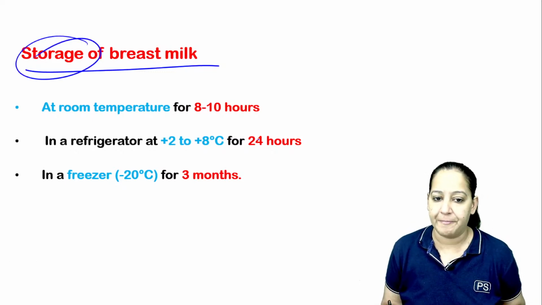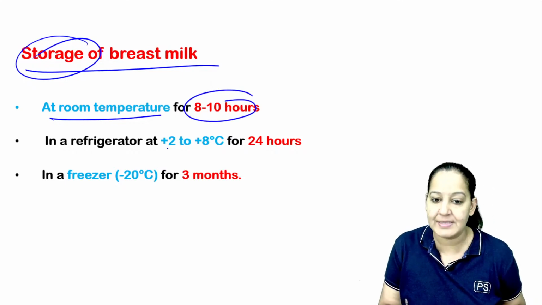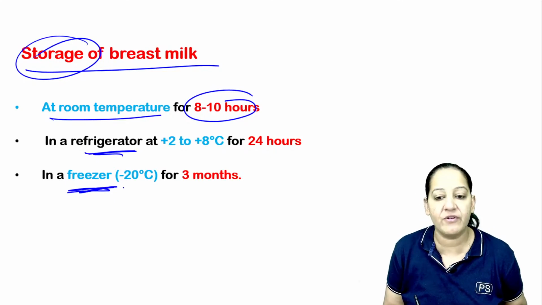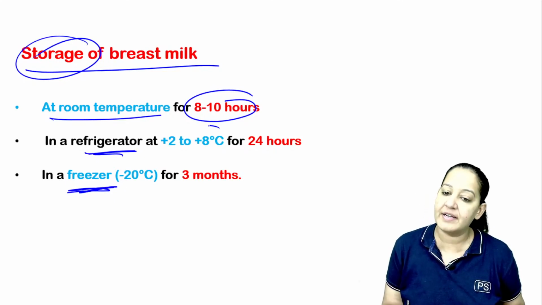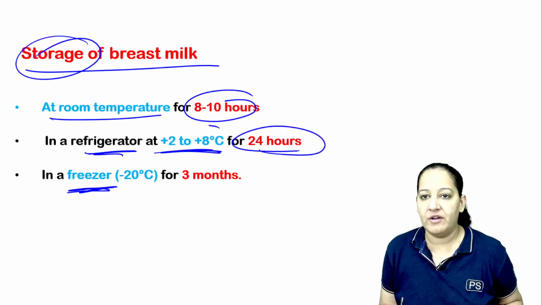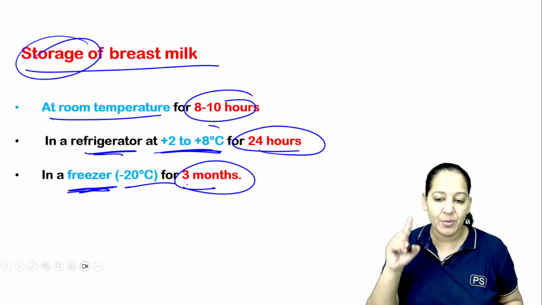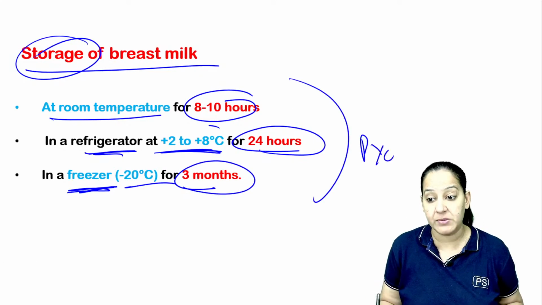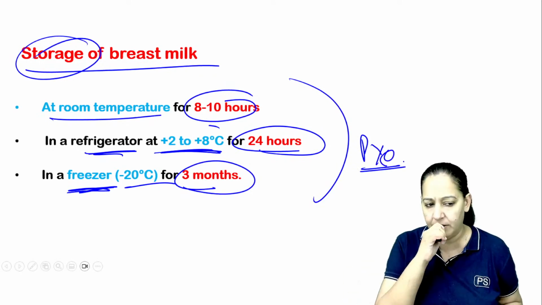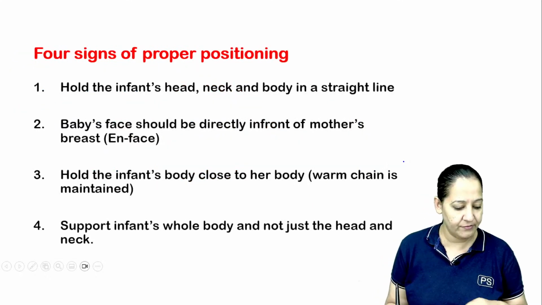Either the mother is working. Okay, so at room temperature it can be stored only for 8 to 10 hours. In refrigerator, I'm saying refrigerator, not freezer. There is a difference between refrigerator and freezer. Refrigerator, I mean to say, at 2 to 8 degree refrigerator temperature, it is up to 24 hours. But in freezer, it is up to 3 months at minus 20 degree. So please learn, they all are your PYQs, the storage of the breast milk. First understand why we have to store it, and then you can understand the different temperatures and different timings. Say yes if you got it.